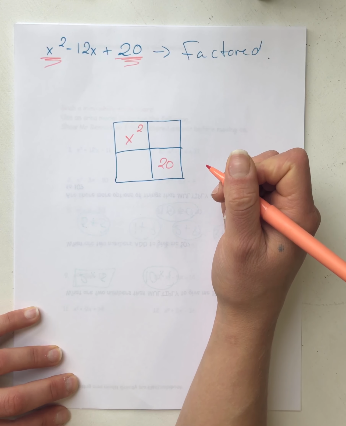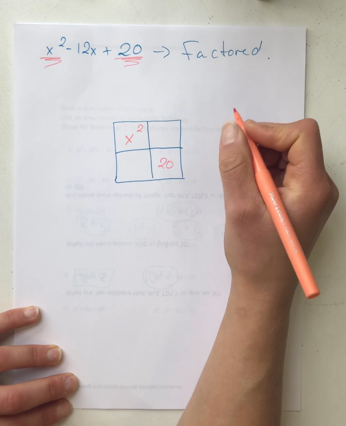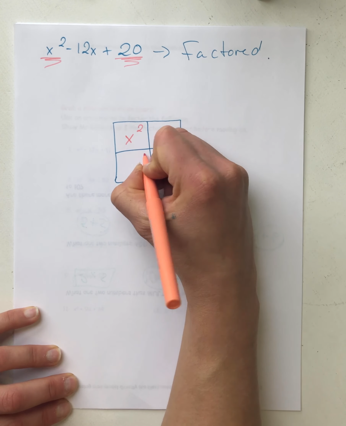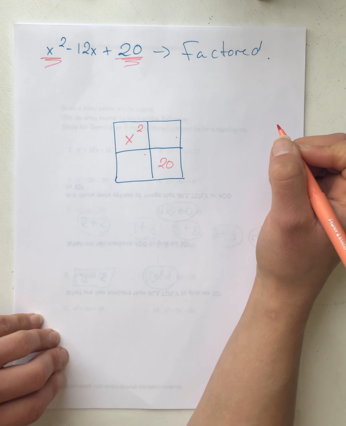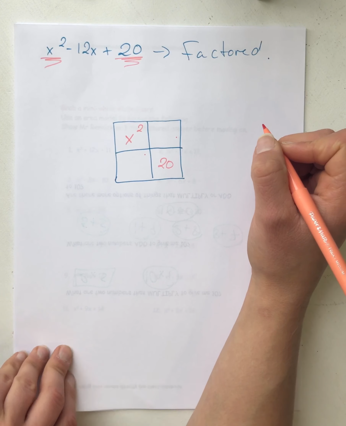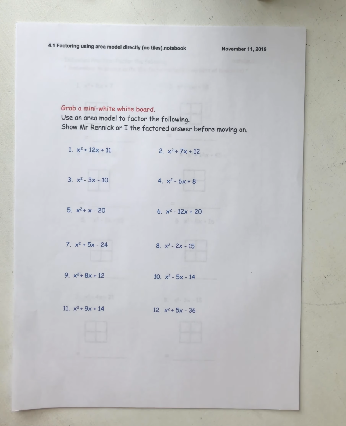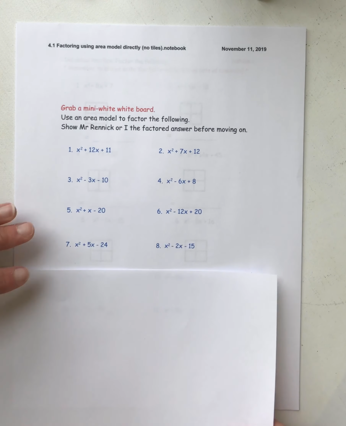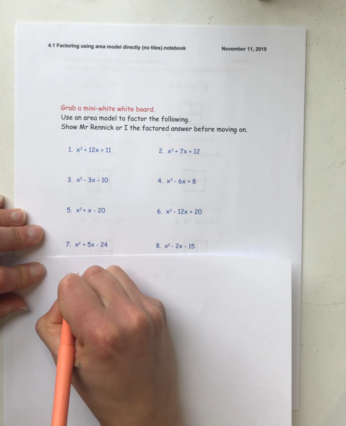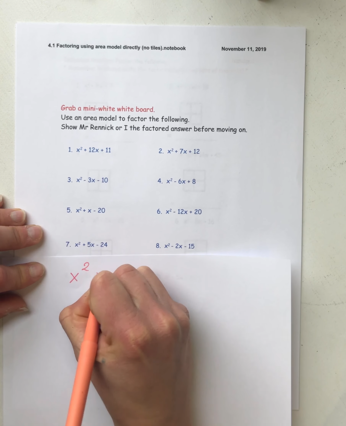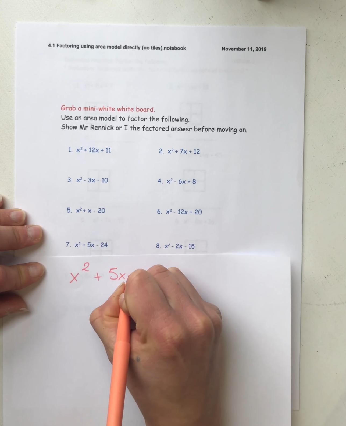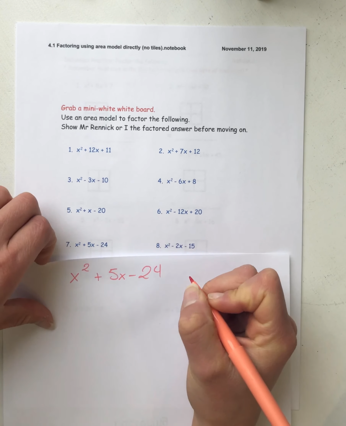Did we just do this one? No, we know that this one goes here. And we know that these two added together. Yes, we did. We did just do this one, so I lied. So we're going to pick a different one. We're going to pick x squared plus 5x minus 24.